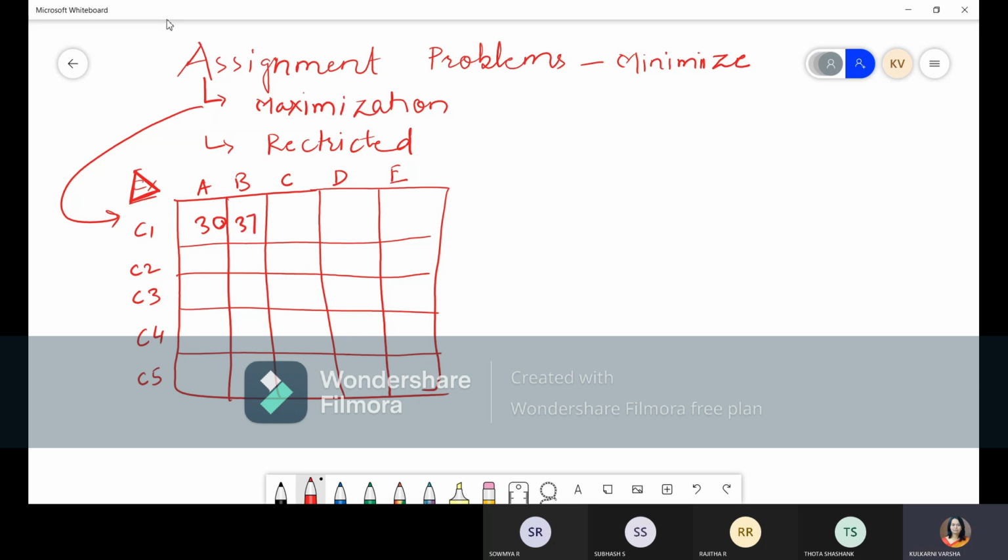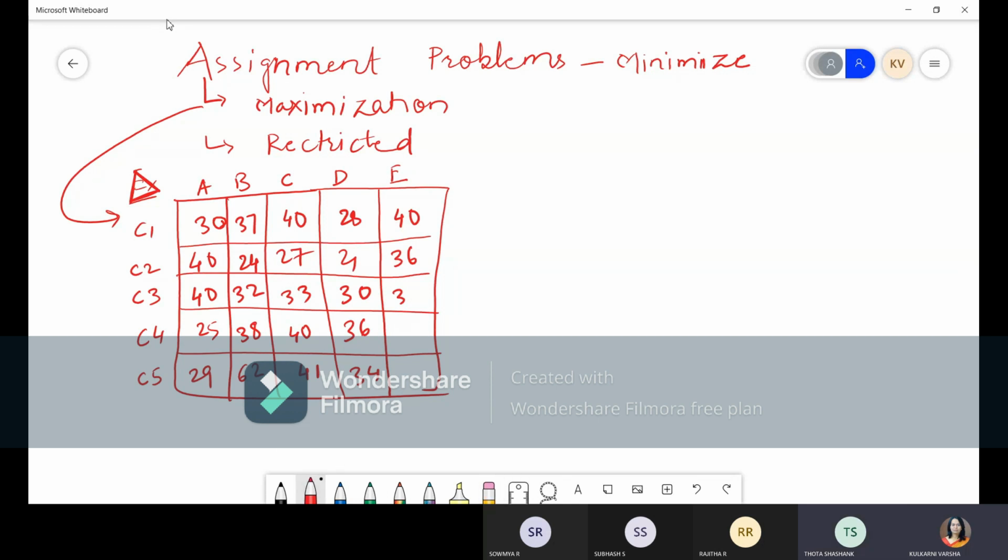30, 37, 40, 28, 40, 40, 24, 27, 21, 36, then 40, 25, 29, 32, 38, 62, 33, 40, 41, 30, 36, 34, and the last column is, sorry, 35.